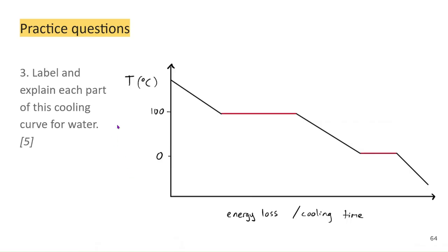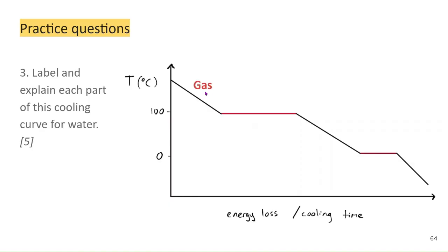Here's another one. Label each part of the cooling curve for water. So we did the heating curve. Now label each part and then explain what's happening. This would be in terms of the kinetic molecular theory. So kind of like you were doing in that last thing.